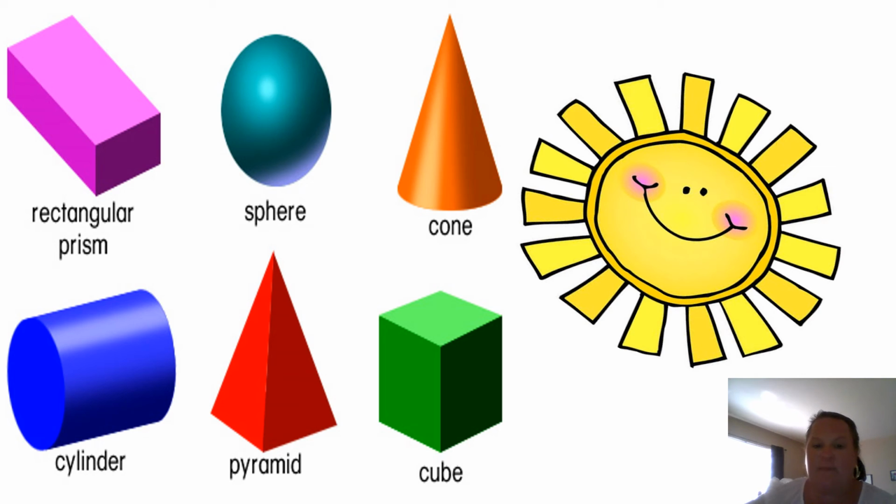The triangle, which we can see more than one side of, is a pyramid. And then the last picture is a cube. It's a box, but we can see all of the sides. So we have a rectangular prism, a sphere, a cone, a cylinder, a pyramid, and a cube.